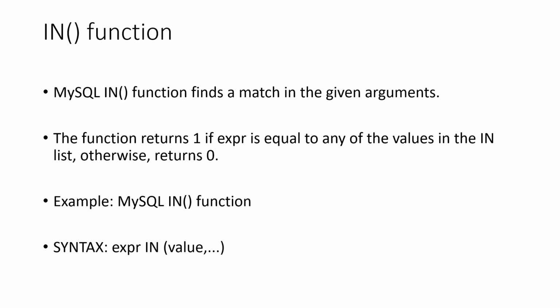Suppose the expression is equal to any of the values in the IN list, otherwise it returns zero. So it returns one if it is true, which means it is available. Zero means it is not available. Example, MySQL IN function syntax: expression IN value. Using the IN function, we fetch a particular value in a table. Note this IN function.